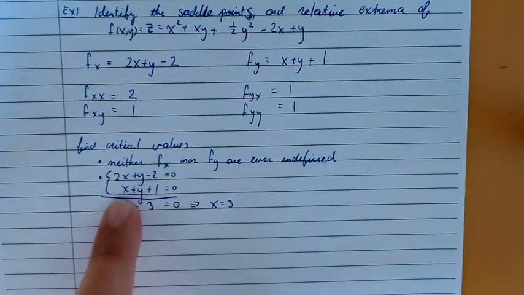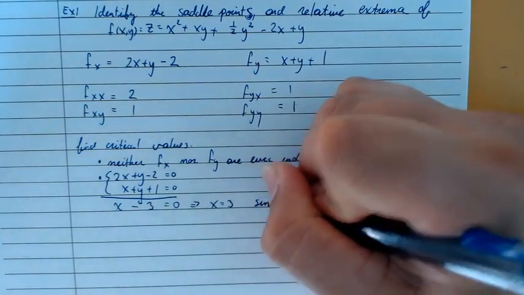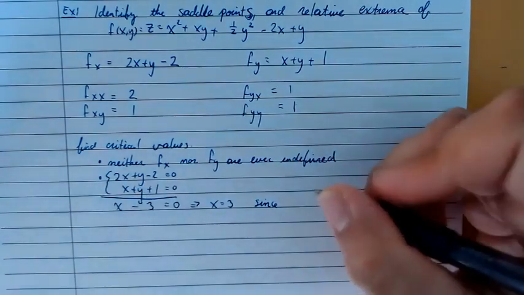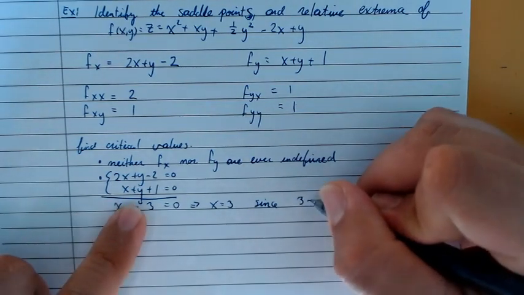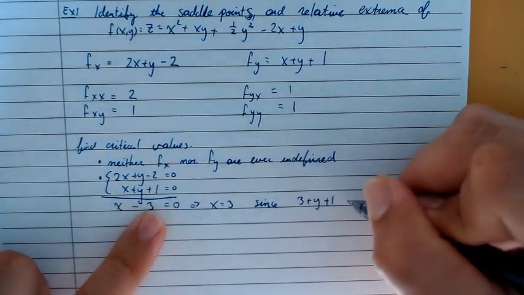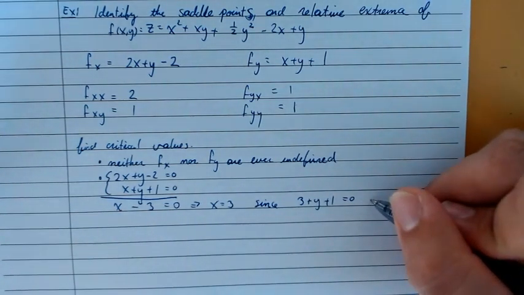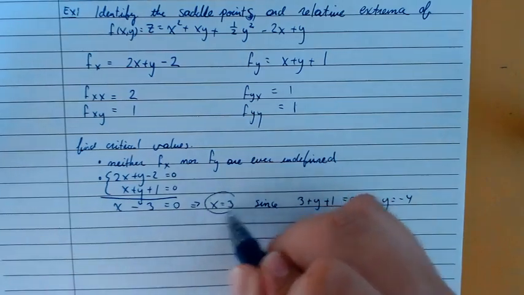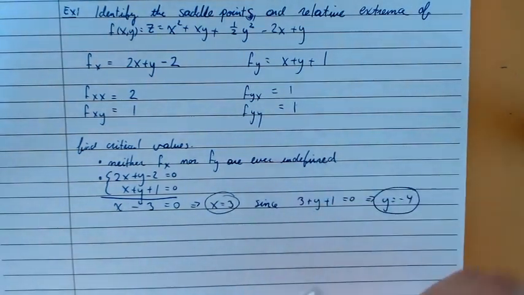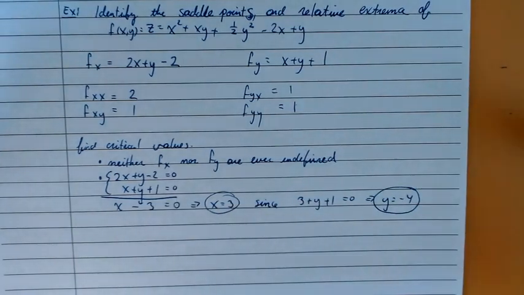And if 3 plus y plus 1 is equal to 0, or of course I could do it for the top one as well, but this one works just as well. If 3 plus y plus 1 is equal to 0, well then y must equal negative 4. So it looks like that gives us our only critical point.